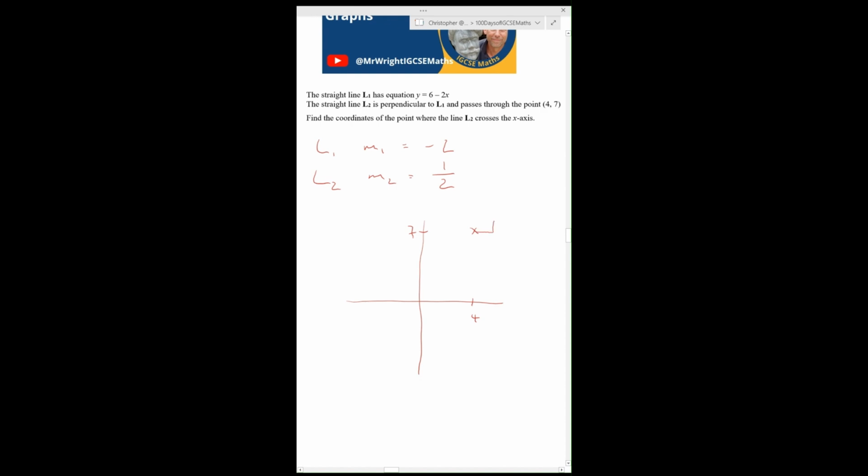Now, I want to know where this line's going to cross the x-axis. So every time I go along 1 to the left, I go down 1/2. Along 1, down 1/2. I need to go down 7 in all. So I'm going to need to have gone along 14. So that's going to get me to -10. So L2 crosses the x-axis at the point -10, 0.